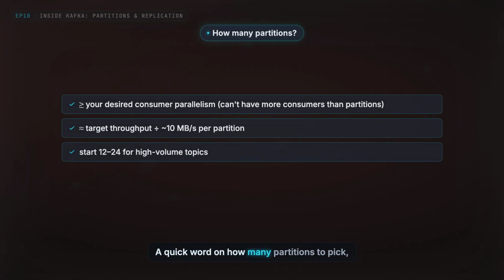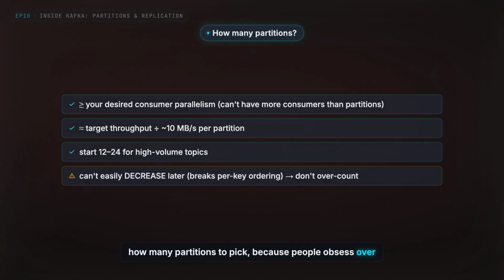A quick word on how many partitions to pick, because people obsess over this. 2 rules of thumb. Your partition count should be at least your desired consumer parallelism. You can't have more active consumers than partitions. And roughly, partitions equal your target throughput divided by about 10 megabytes per second per partition. For most high-volume topics, starting somewhere between 12 and 24 is reasonable. And be careful, you can't easily decrease partitions later without breaking your per-key ordering. So don't wildly overcount either.